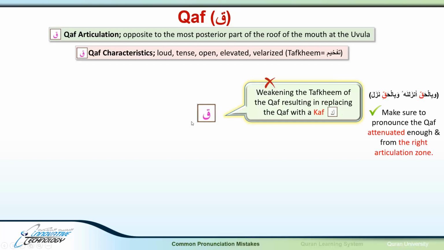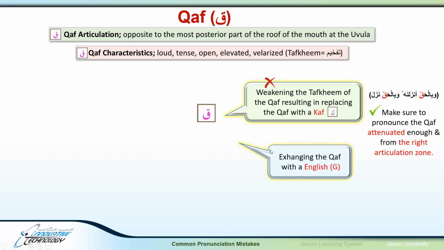from the kaf. The second common mistake of the qaf is exchanging it with the letter G, English G. So an example of that would be Galil, instead of qalil, we use the English G. It will be galil, and this is wrong. The right way of pronouncing the qaf here is like this. قليل Qalil. So you have to make sure not to replace the qaf with the English G.